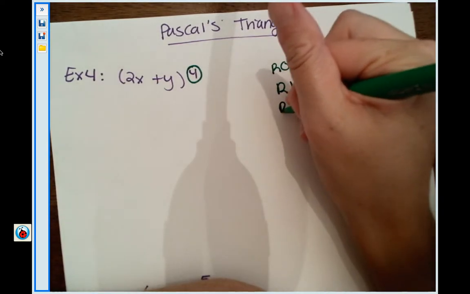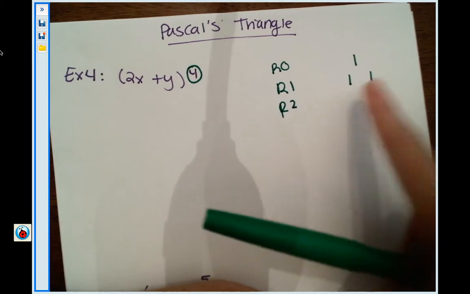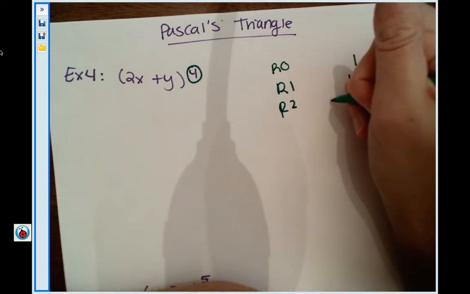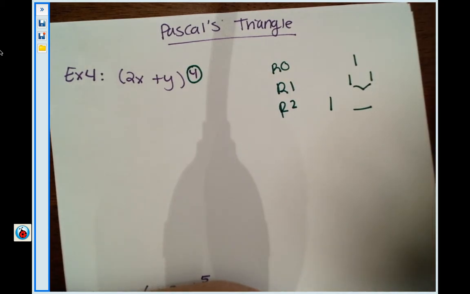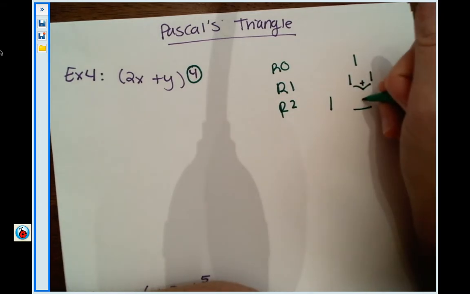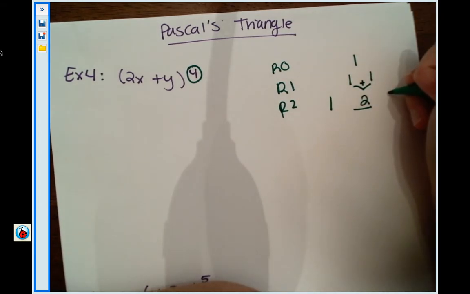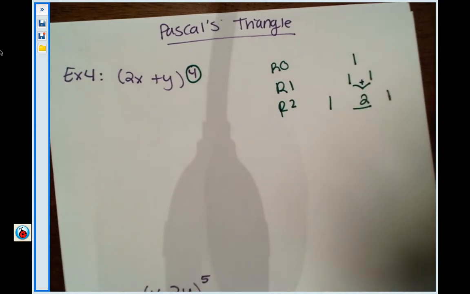So, row 2. Now, something with Pascal's triangle: you always start with a 1 and end with a 1. So I'm going to start with a 1, and then to get the middle term, I'm going to combine these two. So 1 plus 1, I'm going to add them. 1 plus 1 will give me a 2. And then I'm going to end with a 1. So each time we build a new row, we have one more number in the row, and we always start and always end with a 1.